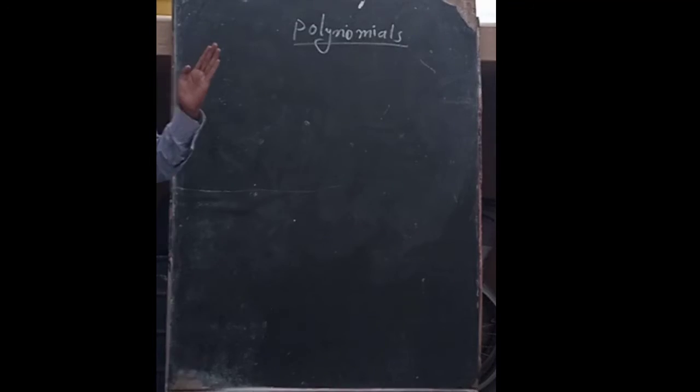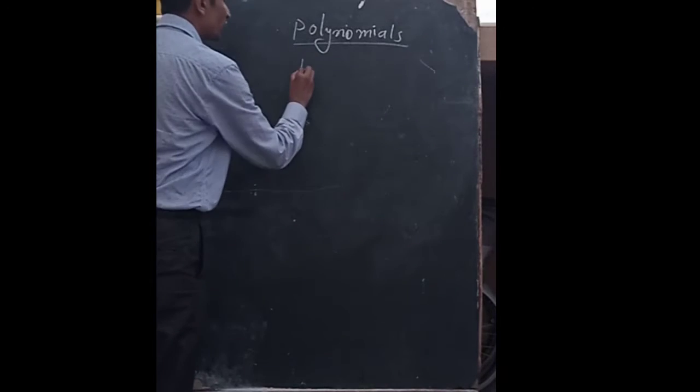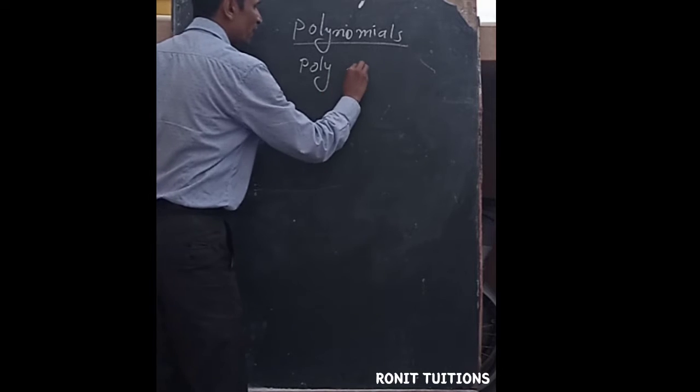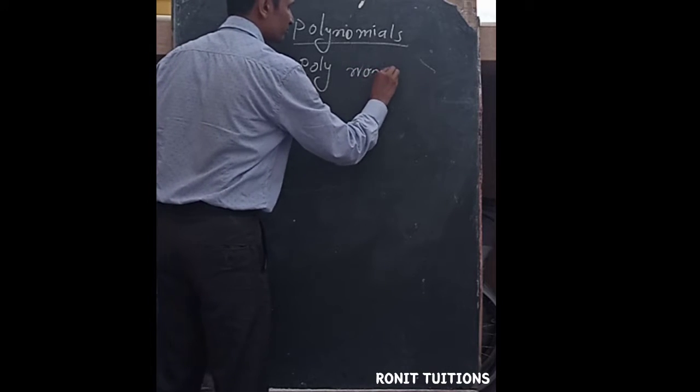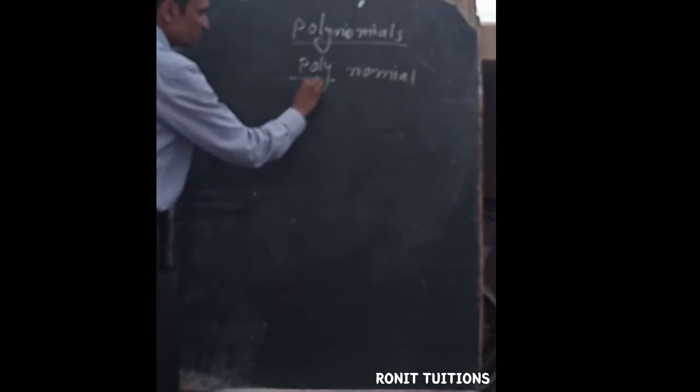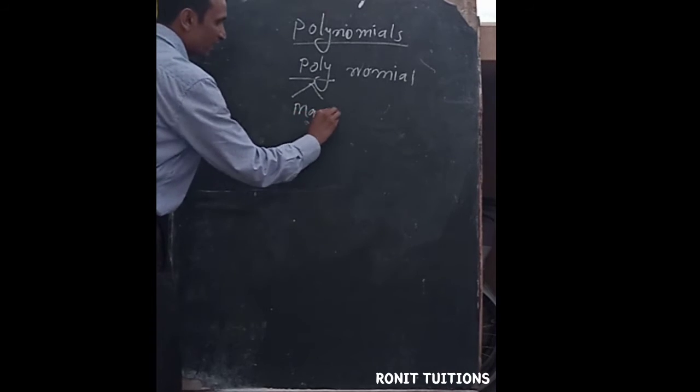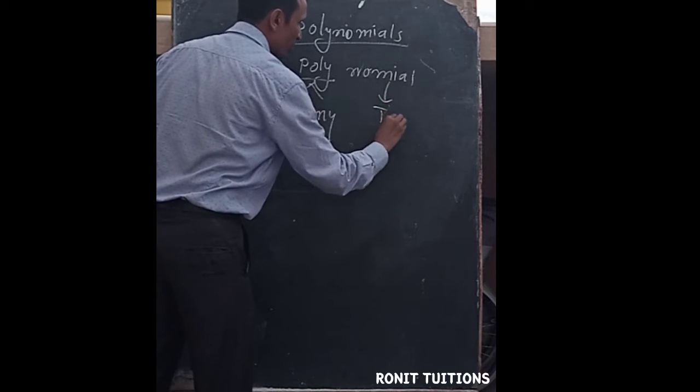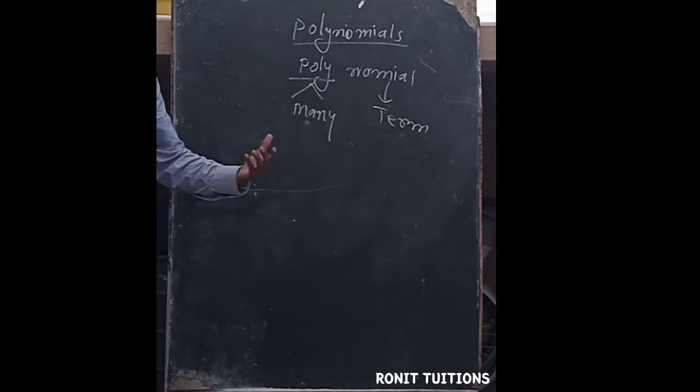What is the meaning of polynomial? Poly, and another word, nomial. Poly means many. Nomial means the terms. In the last class we read about the terms.